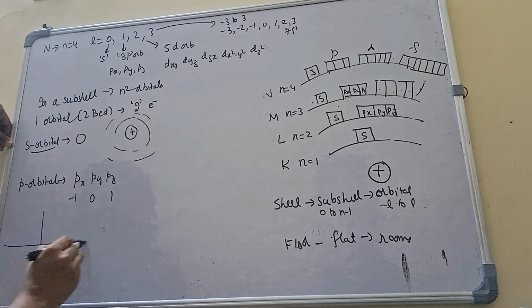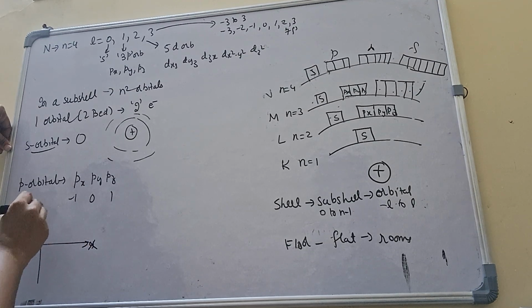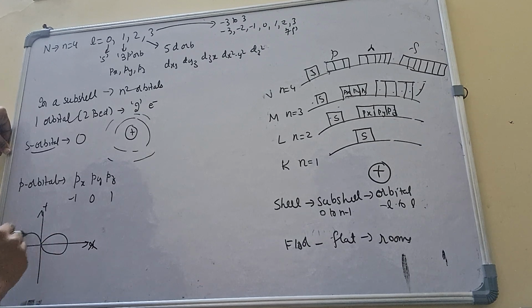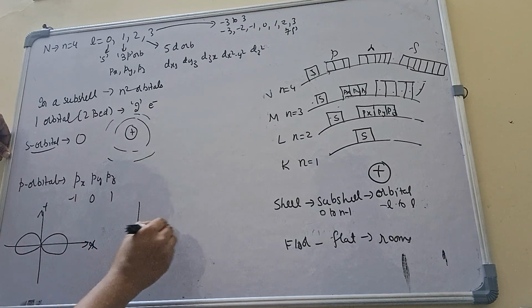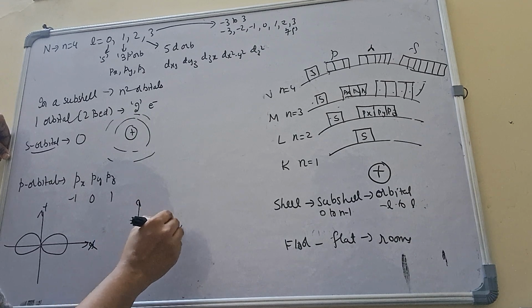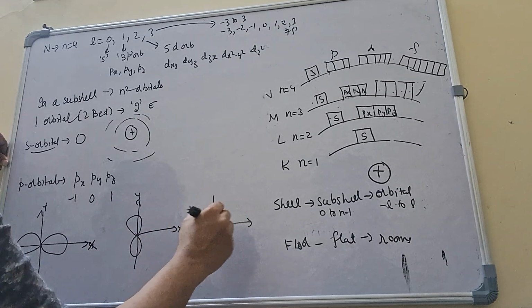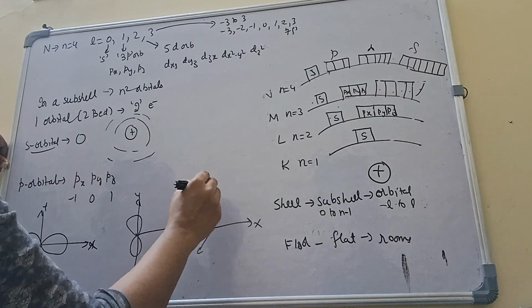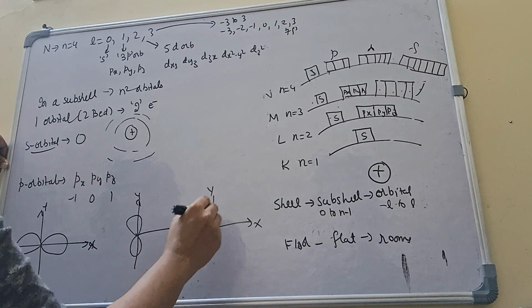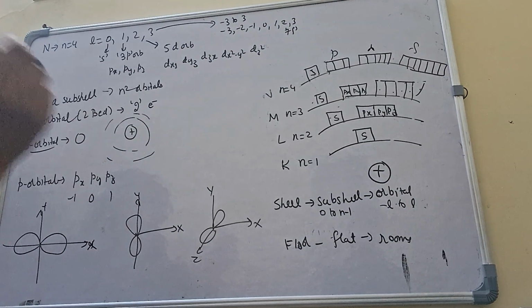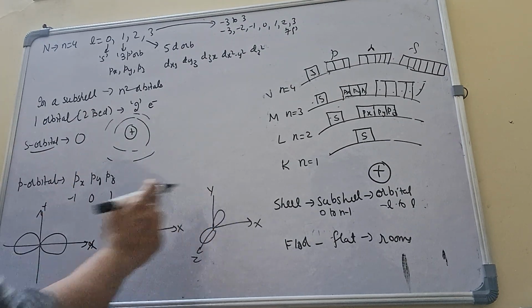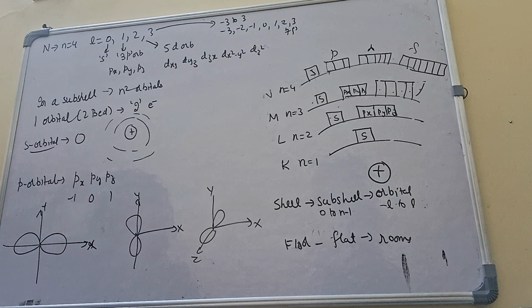What is this px? If this is your x-axis and this is your y-axis, px is a dumbbell along the x-axis, and py is a dumbbell along the y-axis, and if I say pz, with x, y and z, it will be somewhere here. Now it's not like it's in the air, it's just in 3D. It is actually coming on this. Correct? So these are your Px, Py and Pz. Alright, so this is how it is.